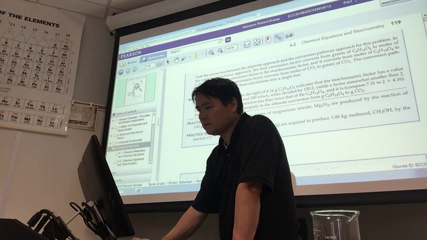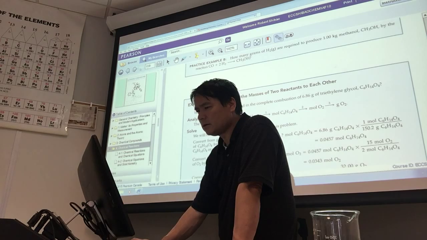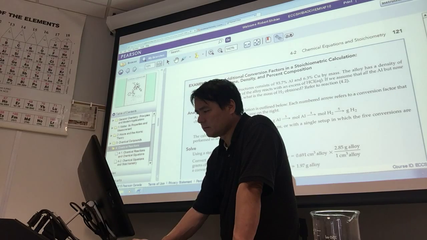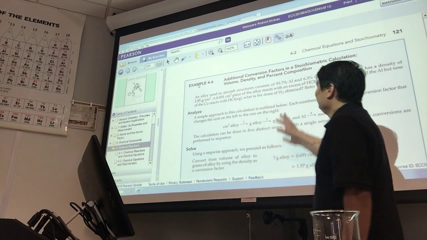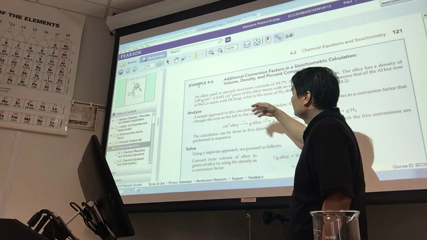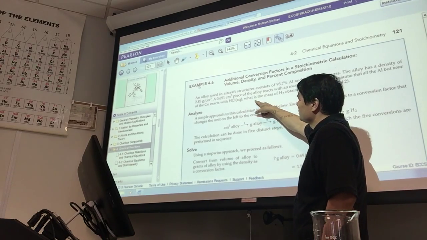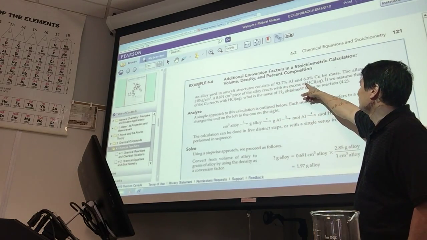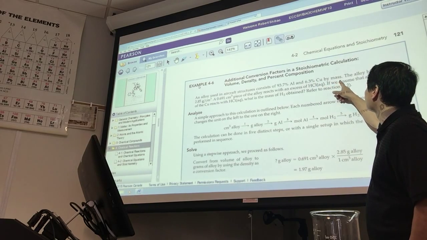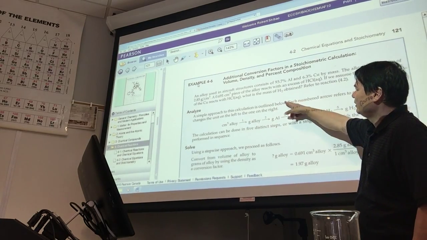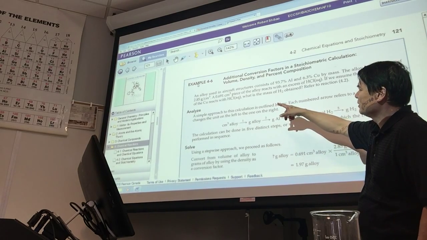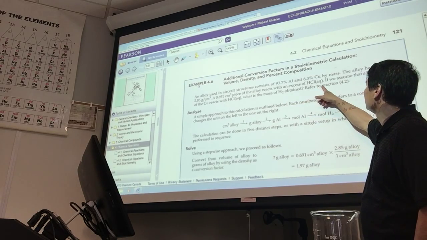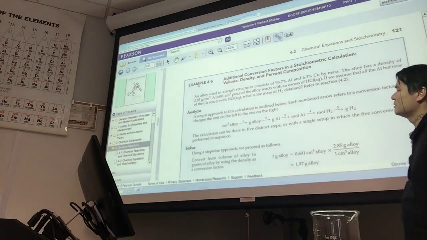Let's take a look at some of their examples. Not this one. This one. An alloy used, alloys are homogeneous mixtures, solid mixtures of metals. Used in aircraft structures consists of 93.7% aluminum, 6.3% copper by mass. The alloy has a density of 2.85 grams per cubic centimeter. A 0.691 cubic centimeter piece of alloy reacts with an excess of HCl. How much hydrogen is obtained?